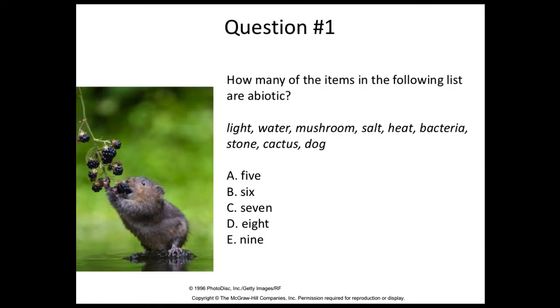Here's your first challenge question. How many of the items in the following list are abiotic? And your choices are light, water, mushroom, salt, heat, bacteria, stone, cactus, and dog. Please pause your lecture if you don't want to see the answer yet.